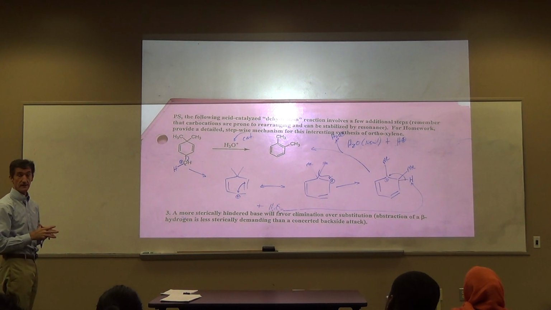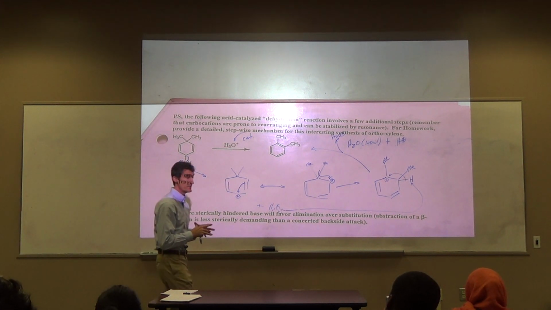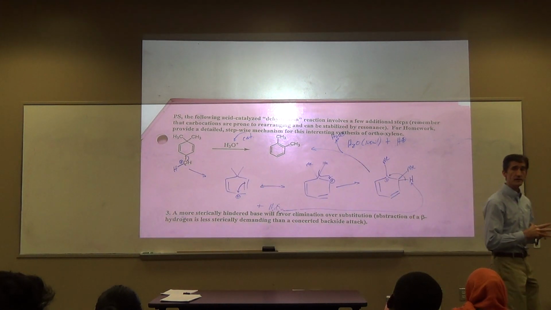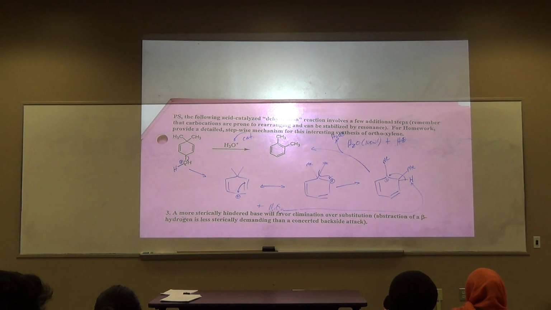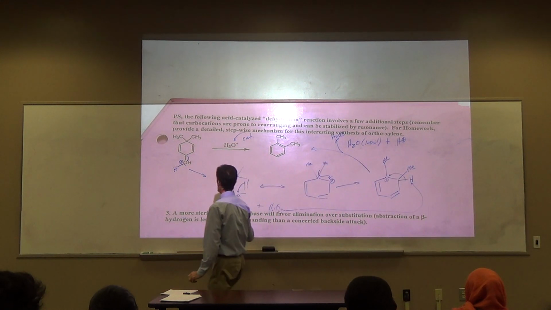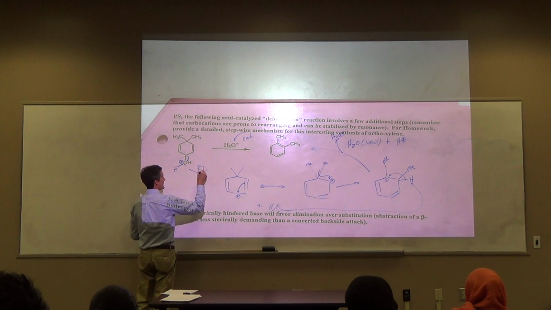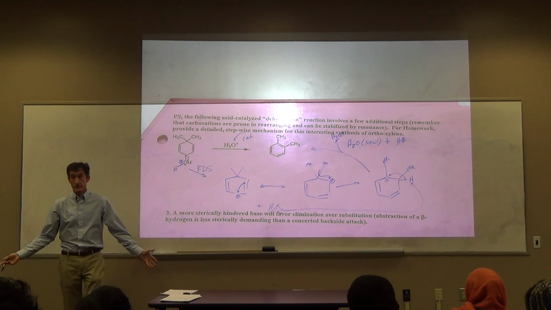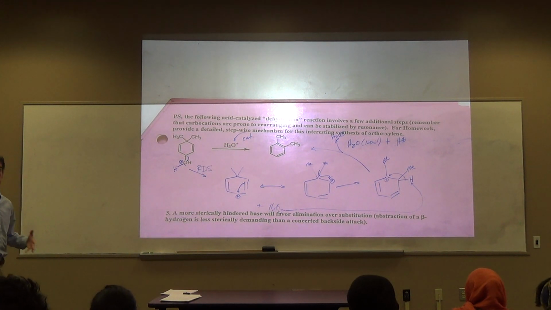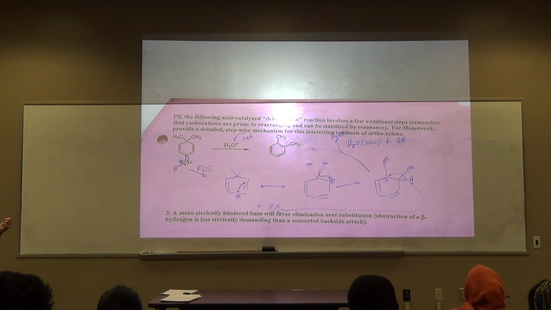E2 does not. E2 is a concerted beta elimination that requires a strong base because it's bimolecular, and only strong bases or strong nucleophiles can be involved in rate determining steps. What's the rate determining step of this mechanism on the board? Typically forming the carbocation. I'm just leery of exceptions, but let's not worry about exceptions. Forming the carbocation in these SN1 or E1 reactions is typically the rate determining step.